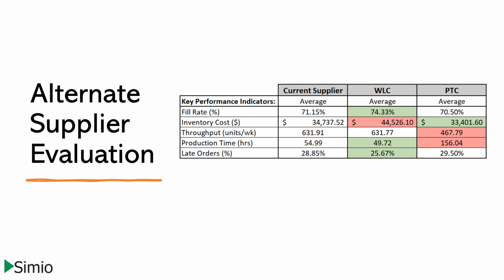As a result, we found the marginal gains in fill rate with the supplier did not justify the significant cost increases. Whereas using Pacific Timber did reduce inventory costs, this was an artifact of constant stockout seen using the supplier that led to significantly reduced throughput and increased production time. We did not recommend either of these potential suppliers.